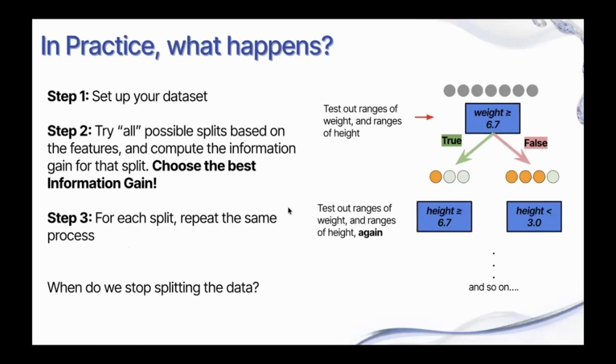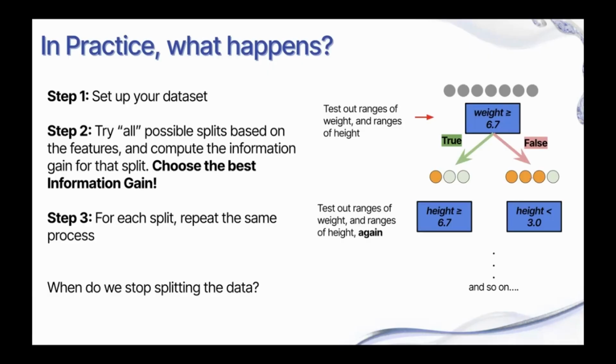So now you might be asking, in practice, what actually happens? I know it's a pretty jam-packed slide, but how are we supposed to decide which split to take on each decision? This is the general workflow of what happens in practice. First, you just set up your data set. You just have your 7 fruits here. Next, you're going to try, quote unquote, all, aka many, possible splits of the fruits. And you're going to choose the split that gives you the best information gain.